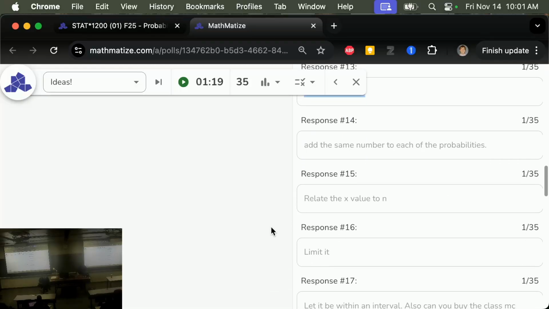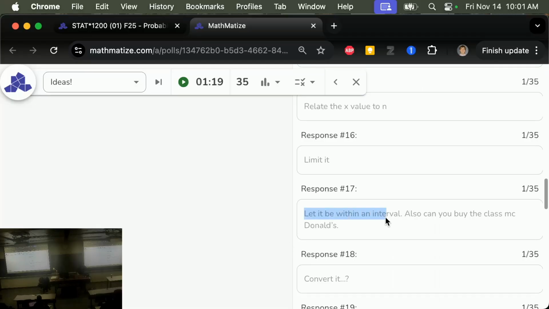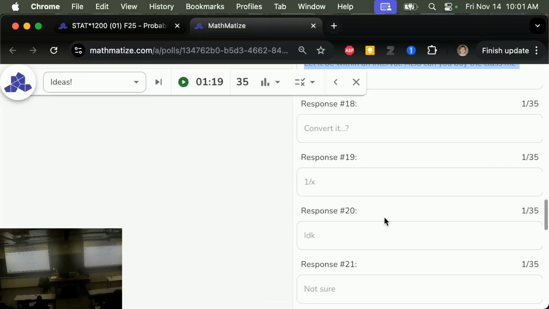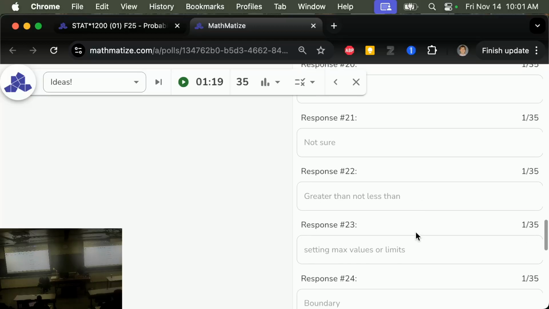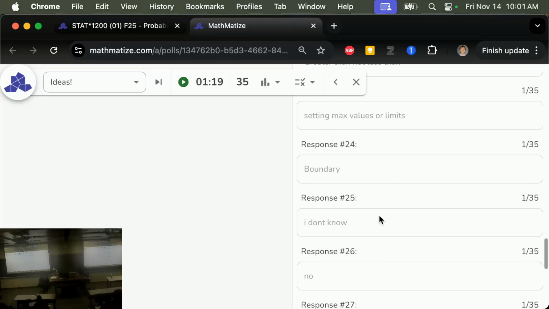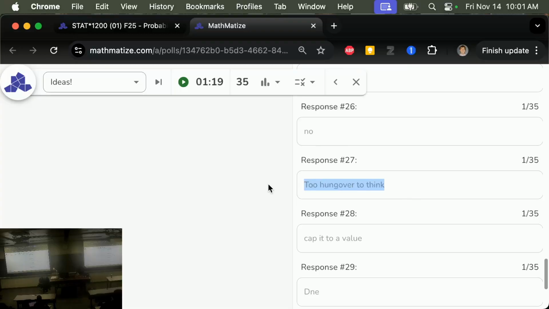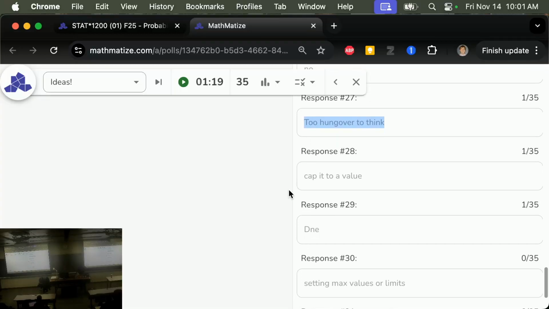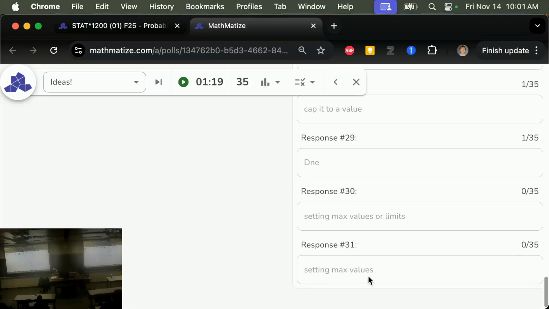Okay. Can you buy the class Mc Donald? I don't know who this Donald fellow is. Let's continue. Setting the max value. Lots of people are on the right idea with the limit. Too hungover to think. That's always a problem when you're doing probability. Okay, set the max value. Some people have the right kind of idea of what we want to do.